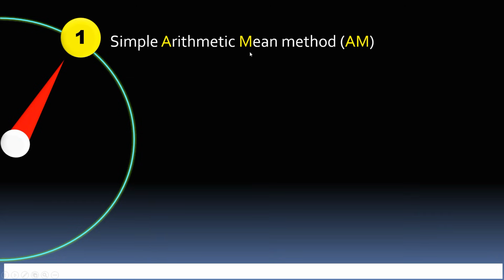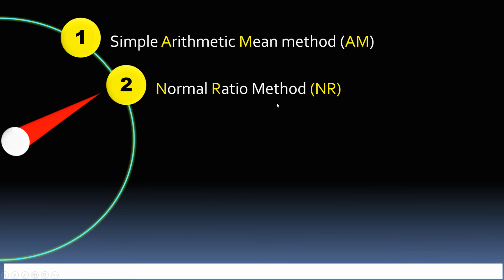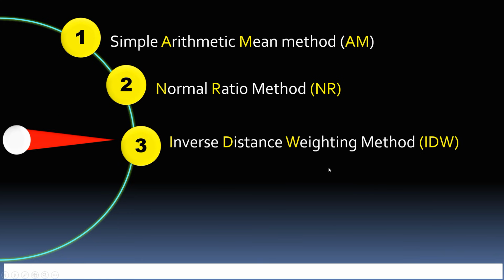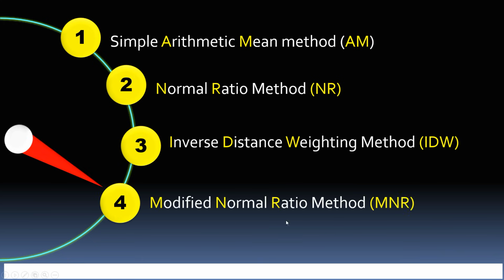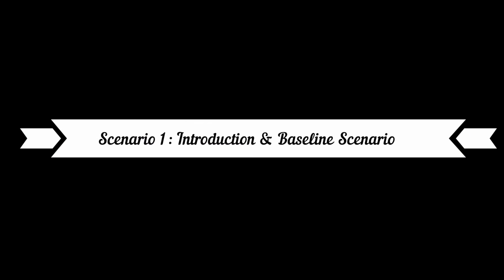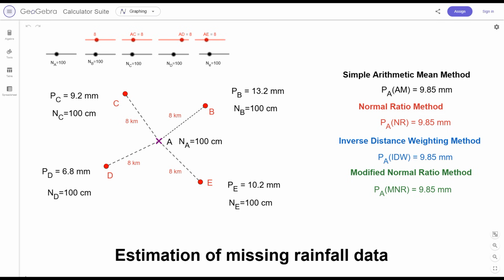Now, let's visualize all four estimation methods for missing rainfall data simultaneously in GeoGebra. Scenario 1: Introduction and Baseline Scenario. We are looking at an interactive GeoGebra simulation to visualize how different methods estimate missing rainfall data at station A using surrounding index stations B, C, D, and E.